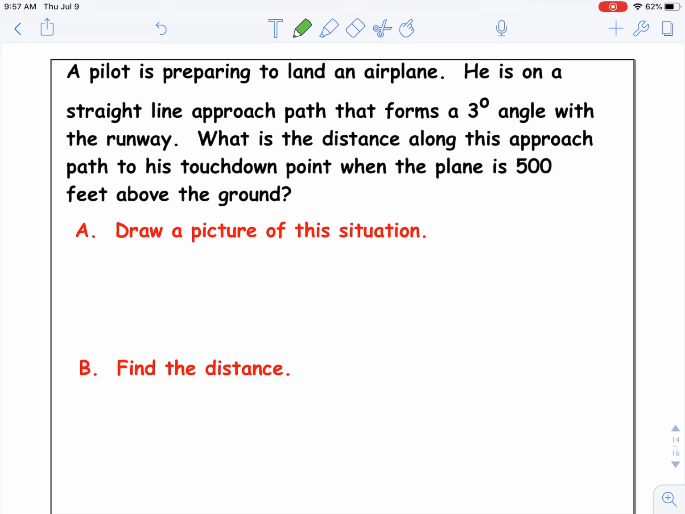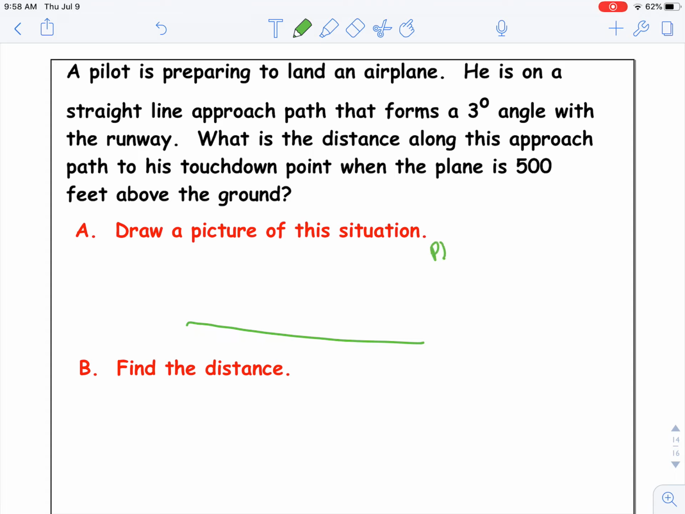All right. So one of the strategies, or one of the important pieces of using trig, is actually applications and word problems. So we're going to work on some word problems as we go through this. It says a pilot is preparing to land an airplane. He is on a straight line approach path that forms a 3-degree angle with the runway. What is the distance along this approach path to his touchdown point when the plane is 500 feet above the ground? So read it and then try to draw a picture.